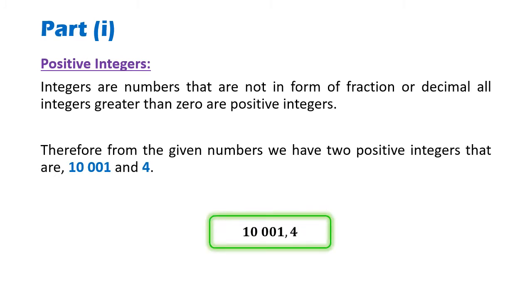Part 1. Positive integers. Integers are numbers that are not in the form of a fraction or decimal. All integers greater than 0 are positive integers. Therefore, from the given numbers we have two positive integers, that are 10,001 and 4.